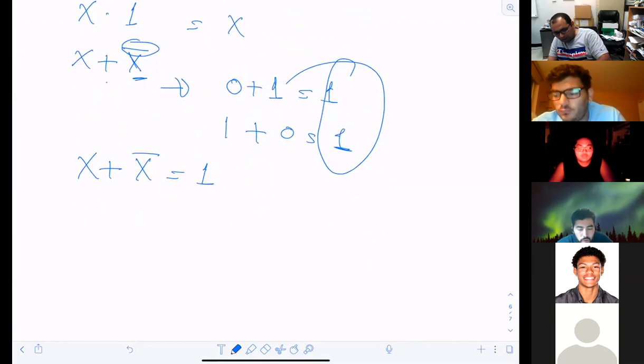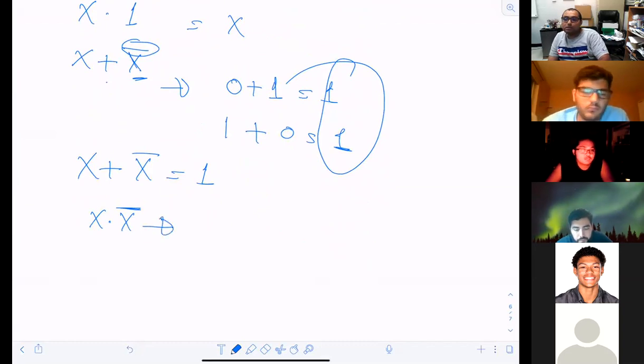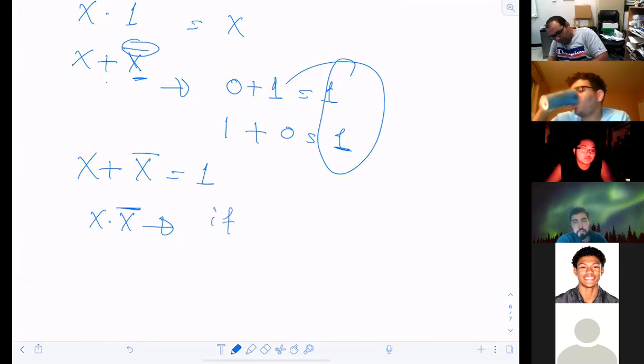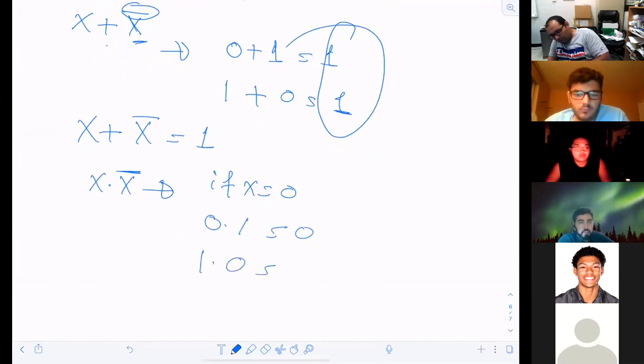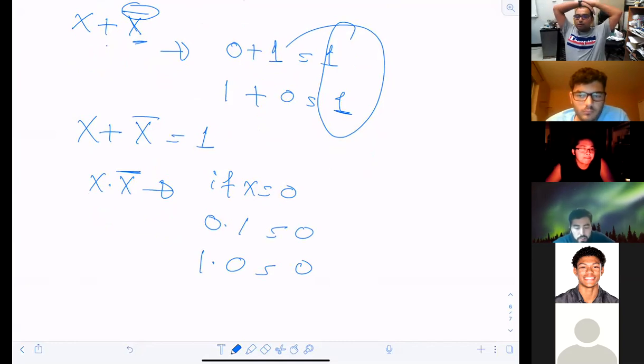Right? Also, x ended with x complement, what will be the output? It will be 0. Why? We try. They're always going to be opposite. If x is equal 0, it's going to be 0 ended with 1, which is 0. And those are actually part of the De Morgan theorem.